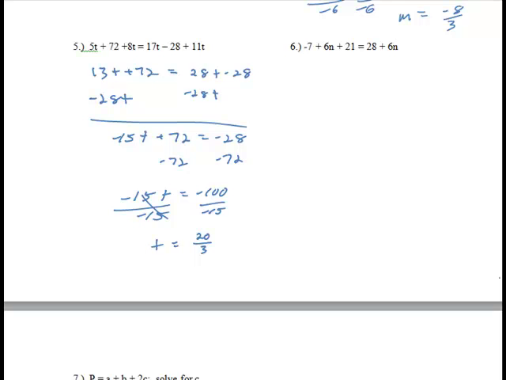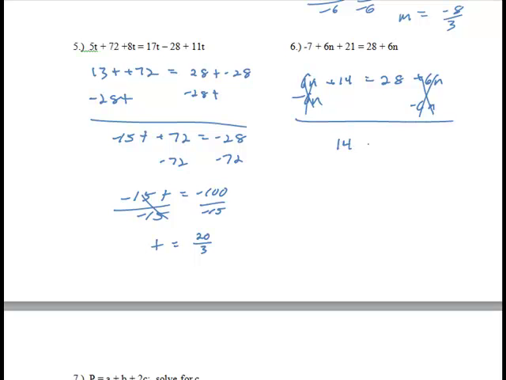Example 6, equal sign. The n variables all have an exponent of 1, so linear equation, simplify each side. Combine like terms there on the left-hand side. Step number 2, get all your variables on one side. I'm going to subtract 6n, moving that 6n over to the left-hand side. It cancels out on the right, but in this case, it also cancels out on the left.